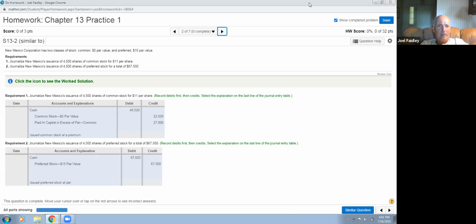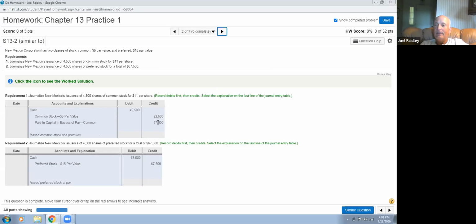So there we have, we're selling stock, 4,500 shares of common at 11. So that's how much cash we're bringing in. 4,500 times 11 is 49,500. You always make the entry for common stock at par. So 4,500 shares at $5 par value gives you 22,500.